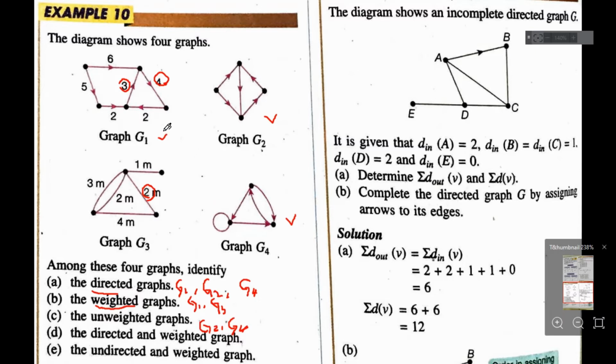Directed and weighted graph. So directed graph, just now we have G1, G2, and G4. Among these three graphs, which one is also a weighted graph? So only G1. G1 is a weighted and directed graph. Undirected and weighted graph. For undirected, we have G3 because we are not given arrows there. Weighted, okay, we are given values. So G3 is the answer.